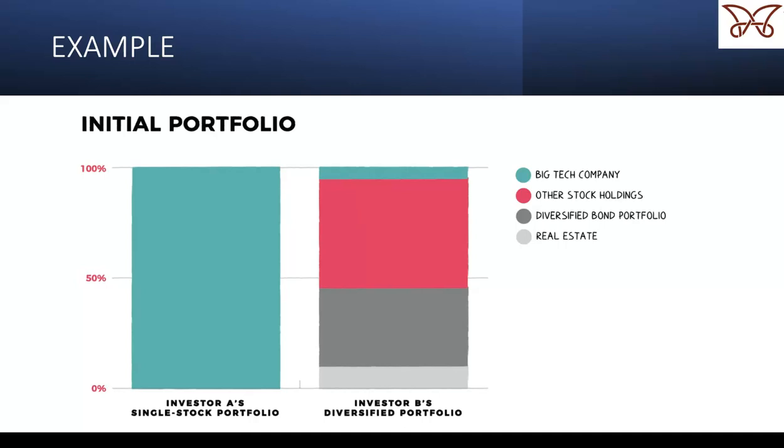Consider 2 investors' portfolios. Consider investor A, who has 100% invested in one big tech company. So, he is 100% invested and therefore exposed to how that one big tech company does. Now consider investor B. He has invested in a mix of stocks, bonds, real estate, and he has a little bit invested in the same big tech company. He is less exposed to how that one big tech company does.